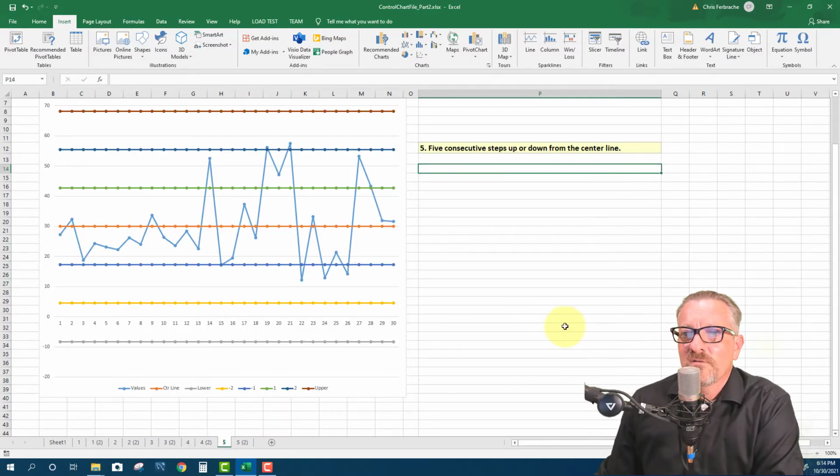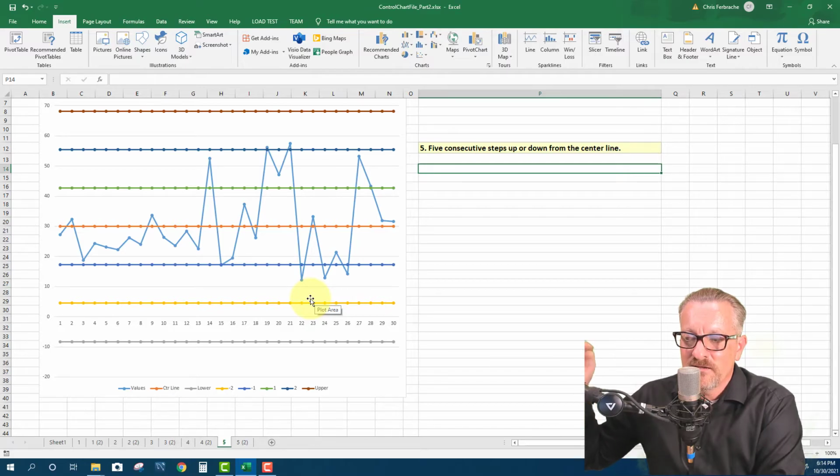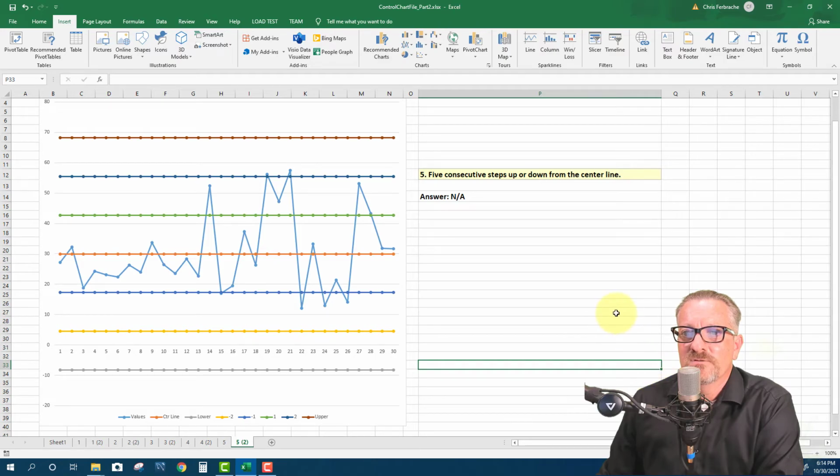So then let's look at number 5. 5 consecutive steps up or down from the center line. So in this case, it's like stepping down or stepping up 5 consecutive times. It'd be like continually going down. It's not just the counting of the ones that go up and down. And so this one, once again, doesn't apply as well.